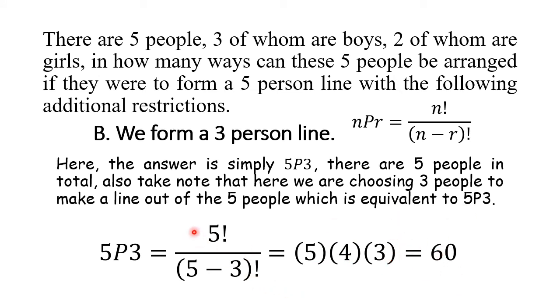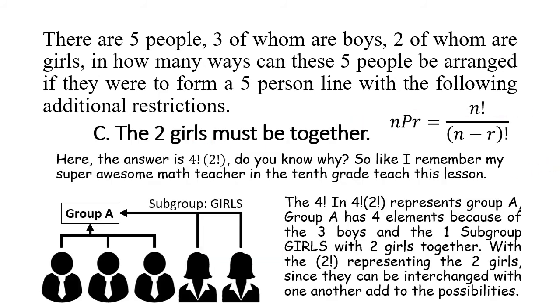Take note that here I just canceled the 5 factorial with the 2 factorial, which is the 2 times 1. I just canceled those out because of the 2 factorial. That will be the outcome here at 5 minus 3, which is 2 factorial. Okay, next is C. Good job.